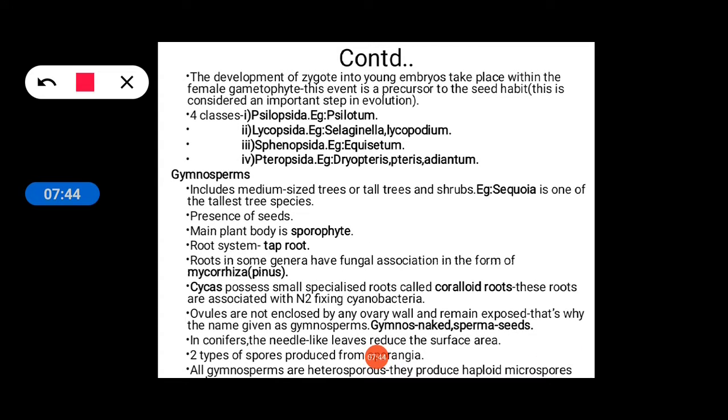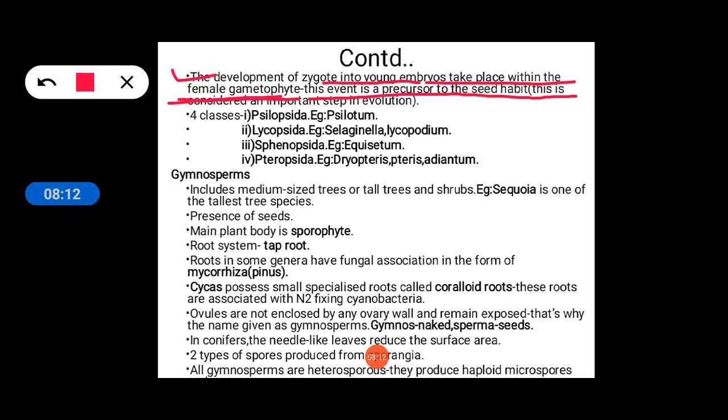We'll continue the characteristics of pteridophytes. The development of zygote into young embryos takes place within the female gametophyte. Where does the development of young embryos take place? It takes place in the female gametophyte. This event is a precursor to the seed habit.